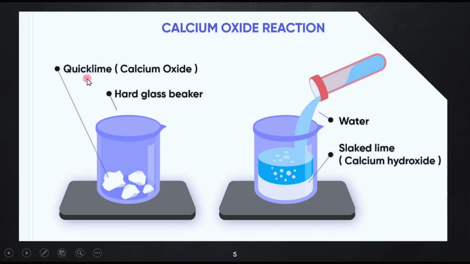Here a beaker with quicklime or calcium oxide is taken, and to that beaker water is added, and hence the reaction between calcium oxide and water takes place. As a result, slaked lime, calcium hydroxide, is formed and heat is also given out. So this is how we can understand diagrammatically the combination reaction.